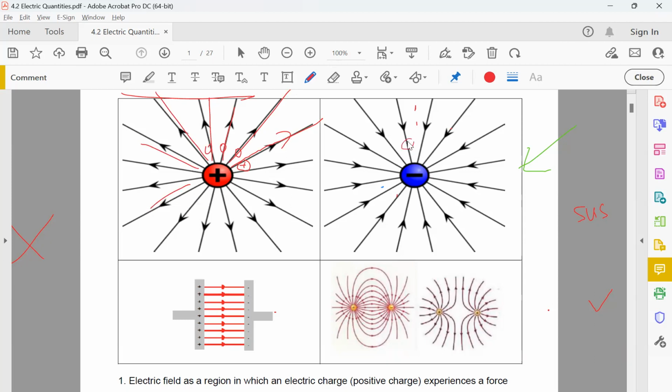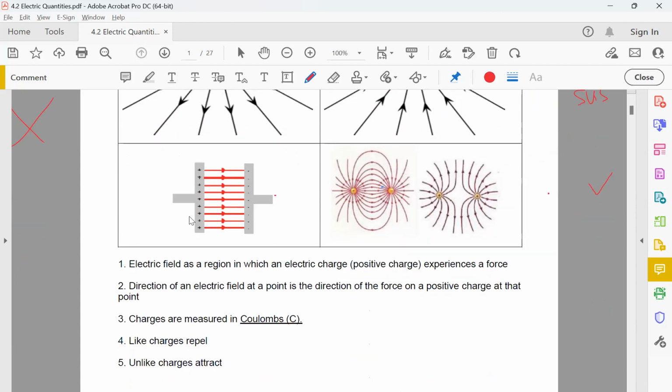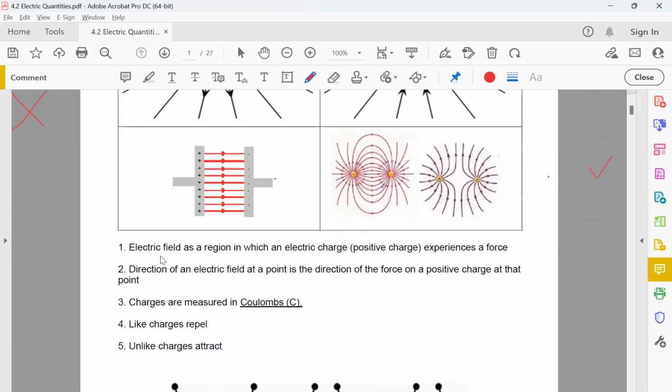Same for this one as well. Today, if I have a positive charge here, because positive and negative are obviously going to attract, right? That's why it goes in like this, goes in like this, goes in like this, goes in like this. Guys, the key conclusion here is that there's no such thing as electric field. Electric field is a made-up thing by observing how this small positive charge behaves in this relatively bigger positive charge, which gives reasoning to this explanation here. Electric field is a region in which an electric charge, which is actually the positive charge, experiences a force.